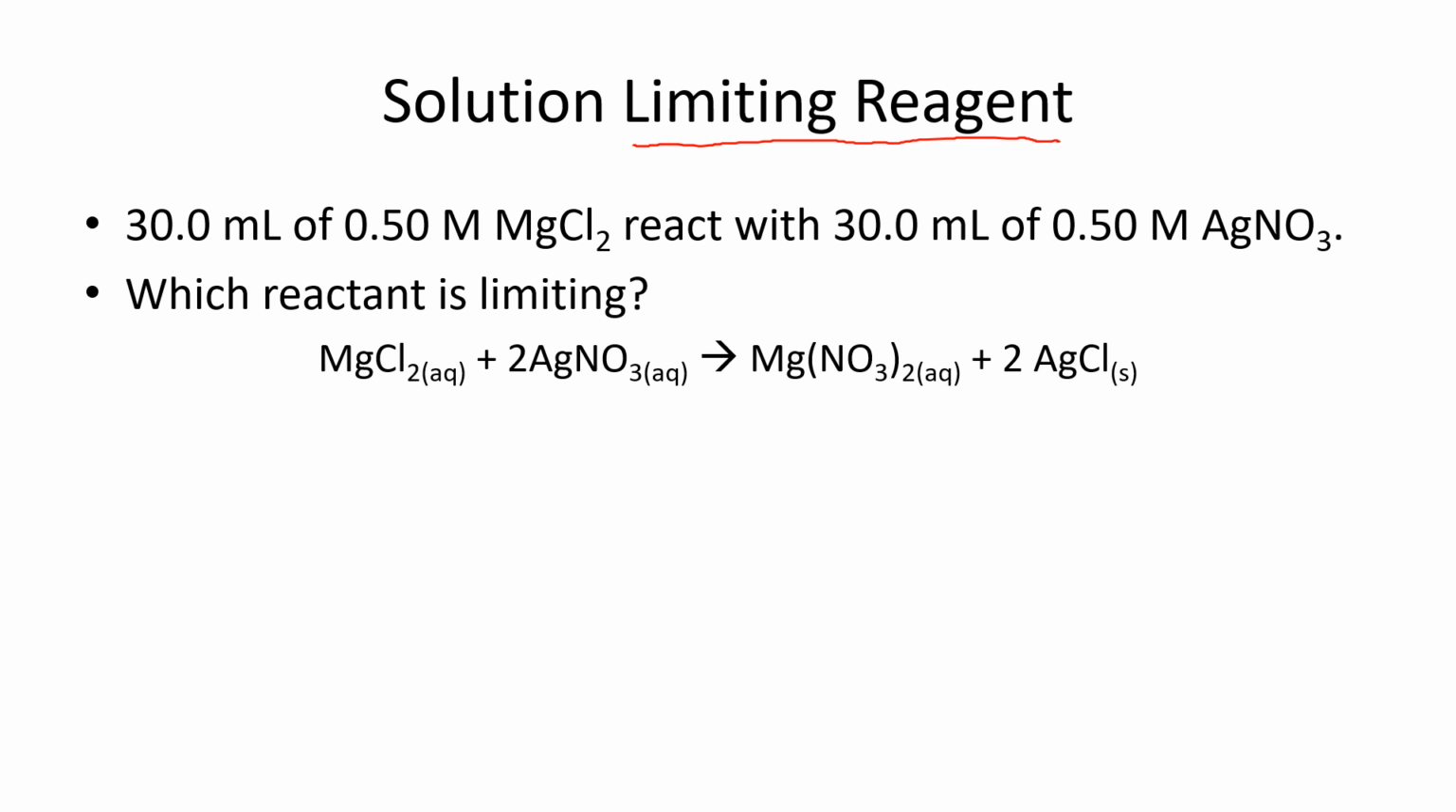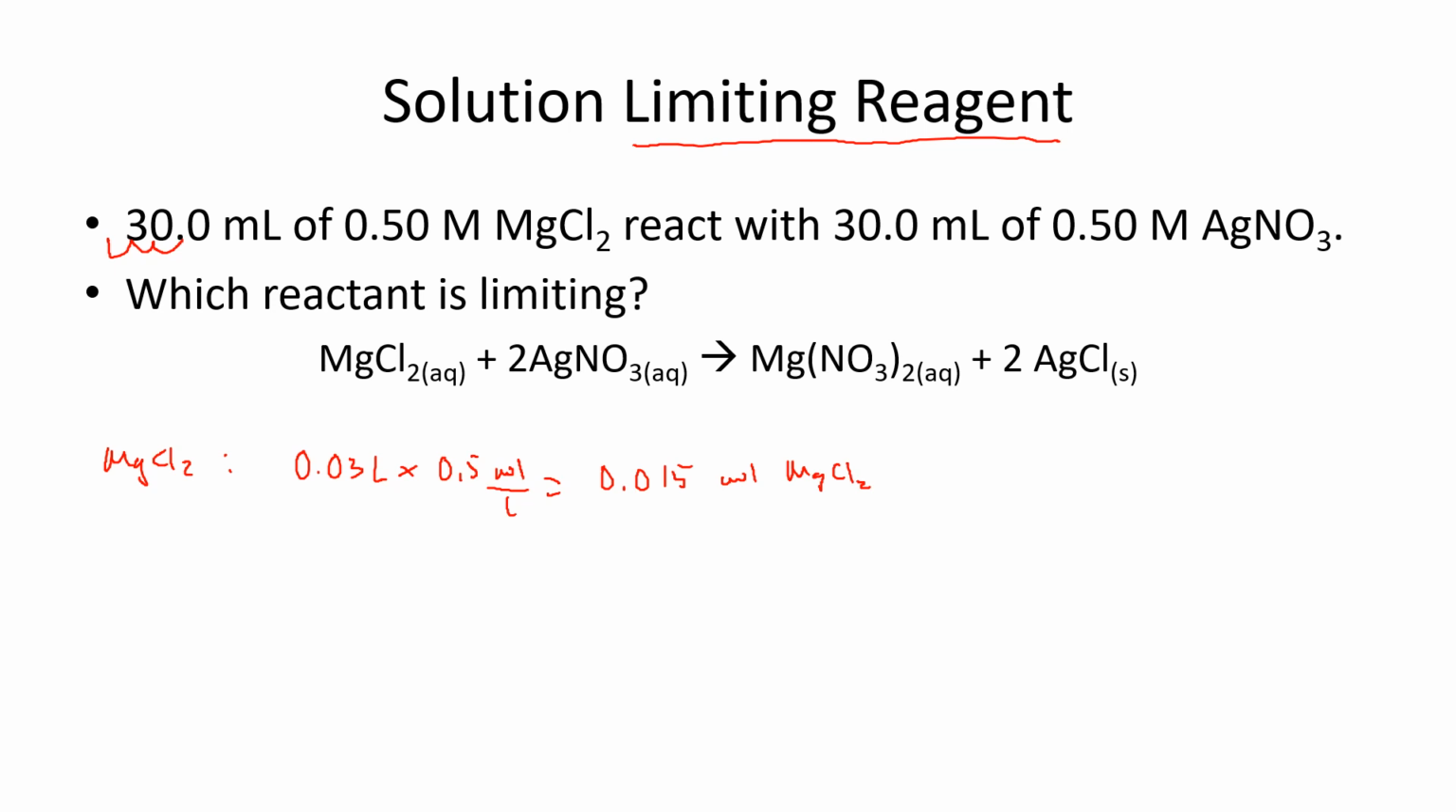For reactant number 1, we have magnesium chloride, and we're going to take 30 milliliters. I'll put this into liters, right? We'll just move this over 1, 2, 3 spots. So it's 0.03 liters times 0.5 moles per liter. And we're going to end up with 0.03 times 0.5 equals 0.015 moles of magnesium chloride.